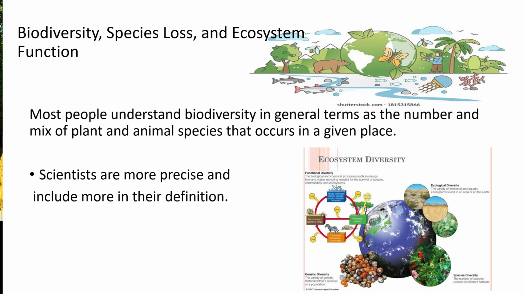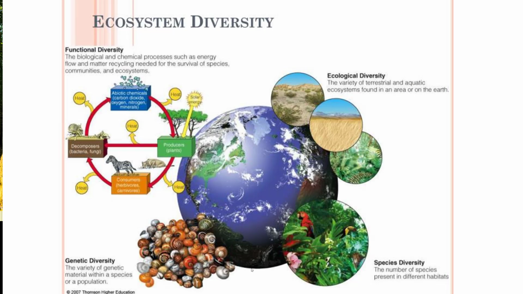So, most people understand biodiversity in general terms as the number and mix of plant and animal species that occurs in a given place. Scientists are more precise and include more in that definition. So I'm going to go ahead and enlarge this figure that we see here. We're going to start in the upper left-hand corner, and I want you to appreciate that this graphic is showing that all of these things are related and interconnected in our global world.